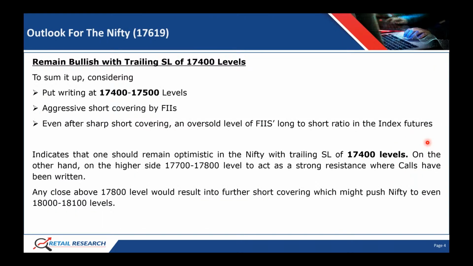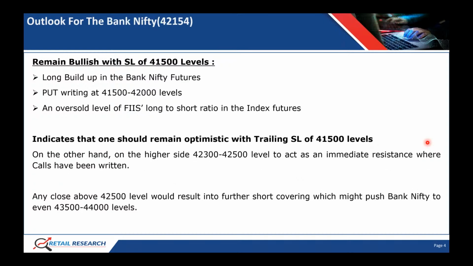Last time we had highlighted that 17,800 is the resistance and the market will turn from there. Right now we are trading near 17,619, and 17,400 to 17,500 is the support. Bring your stop loss to 17,400 levels on your long position. Once the market crosses 17,700 to 17,800 levels, further short covering is expected. Once that happens, we will look at Nifty reaching the 18,100 level.